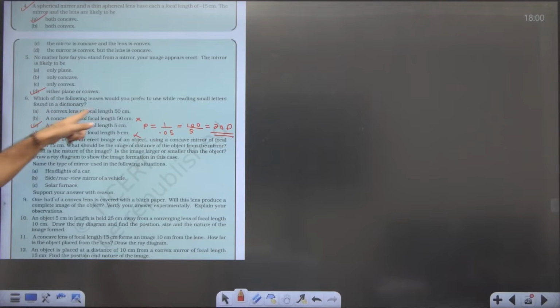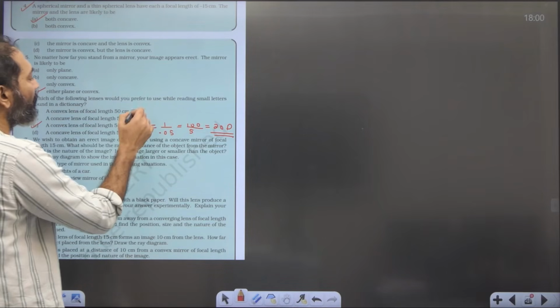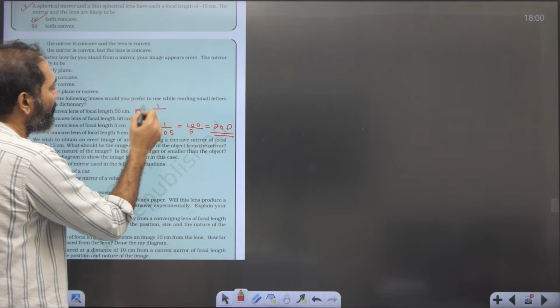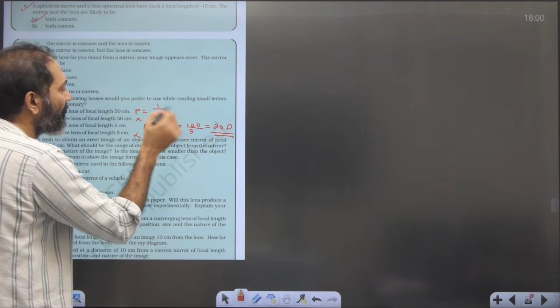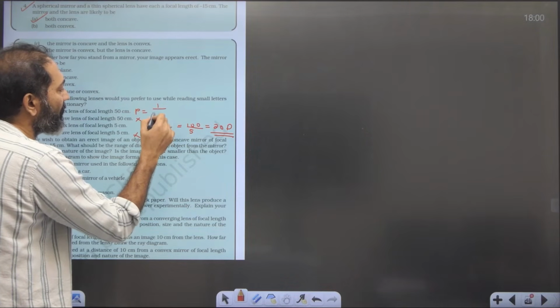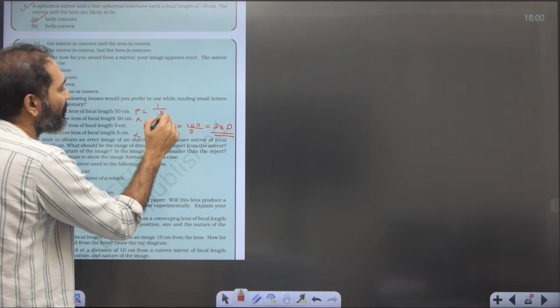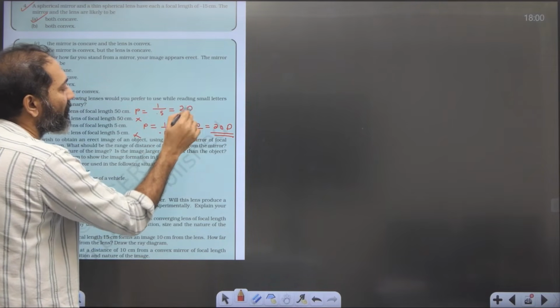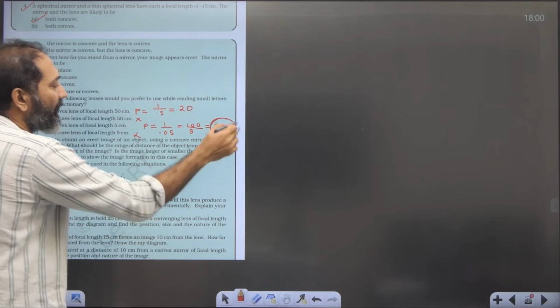Now, convex lens of focal length 50 centimeter will be what? 1 by 50 centimeter converted to meter means 1 by 0.5, which is equal to 2 diopter. So what is the better option? 20 diopter, since it has more power.